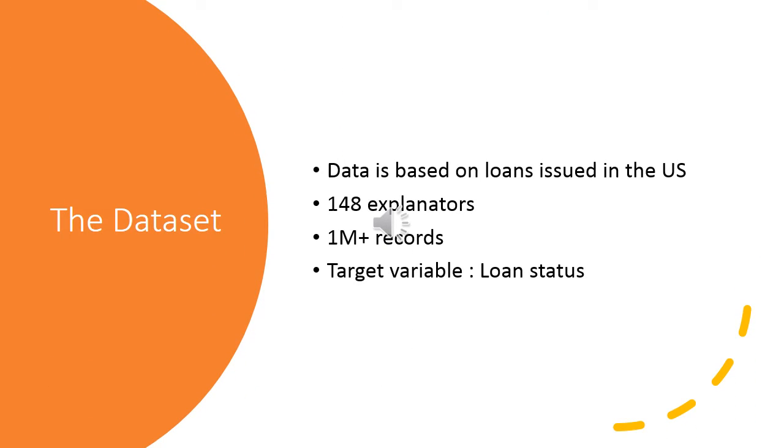Now, let us look at the dataset. Data is based on loans issued in the US. There are 148 explanatory variables, more than 1 million records, and the target variable is loan status. The 148 explanatory variables are given in the slide.